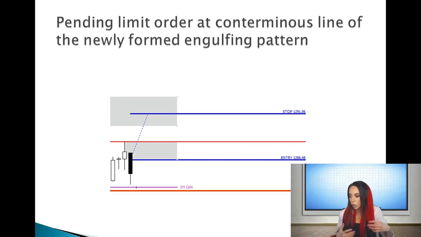I observe and judge the movement of the next candle, and then I decide whether I will wait for the conterminous line pullback or I will execute the trade right away. But if the stop loss required is not too horrendously big after that engulfing candle is done, I will just enter the trade.